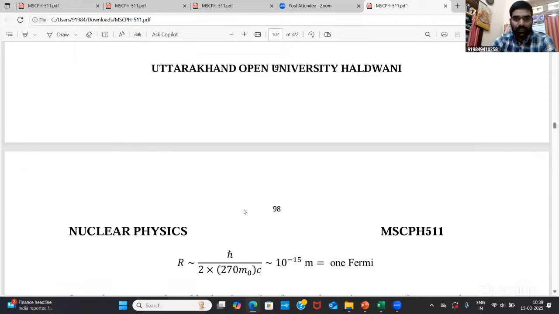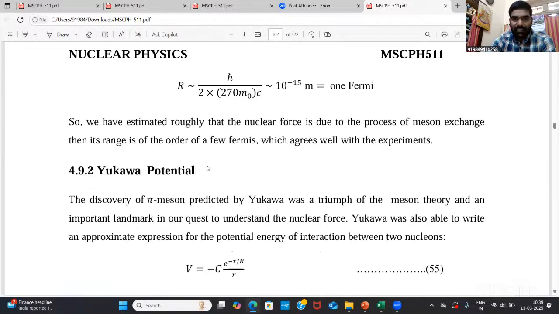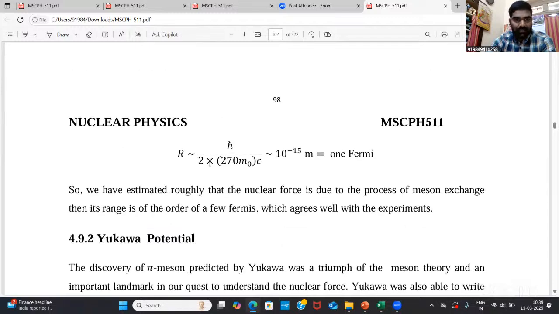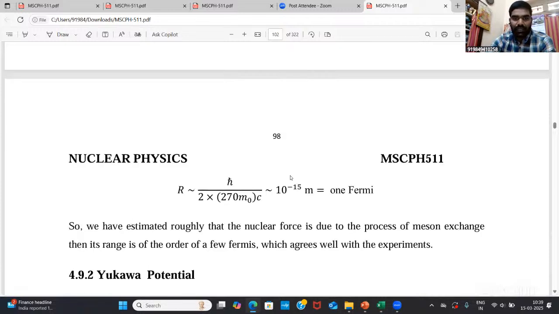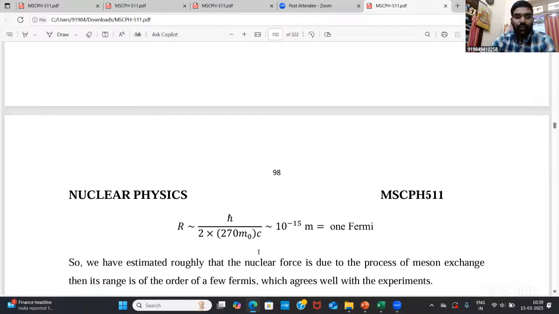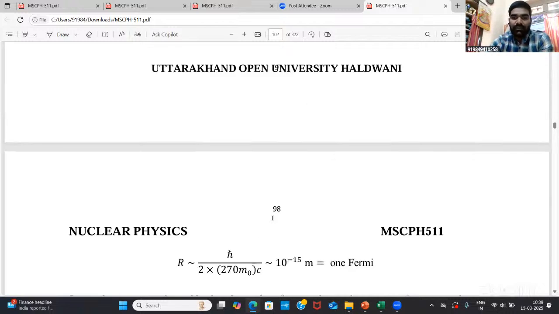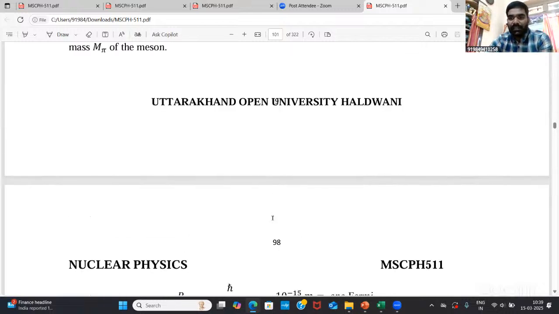So R is nearly equal to h cross by 2 into 270 m naught c. So it is nearly 1 Fermi. The range it will go for is 1 Fermi. This is about the meson theory of nuclear forces.